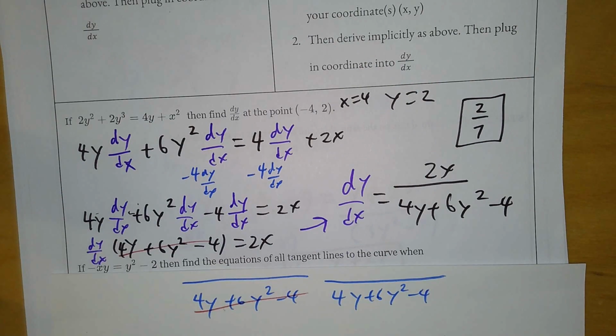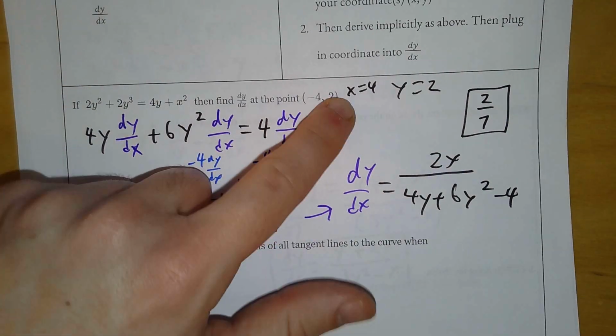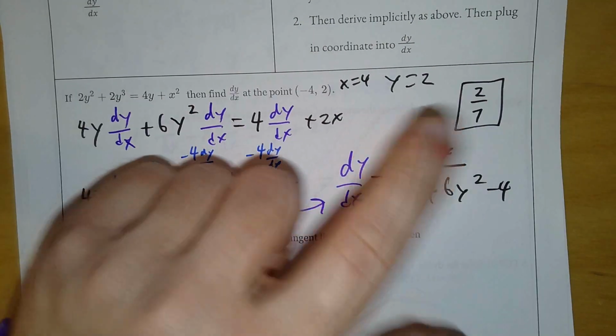That's the answer. So take the derivative, implicitly differentiate, plug in 4 for x, 2 for y. Boom. You got your answer.